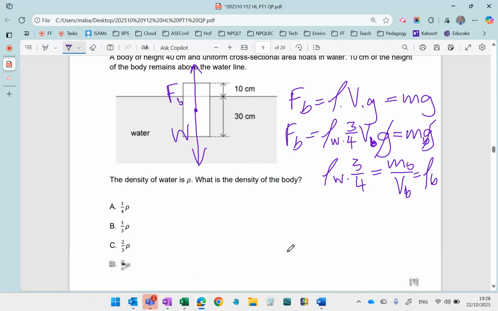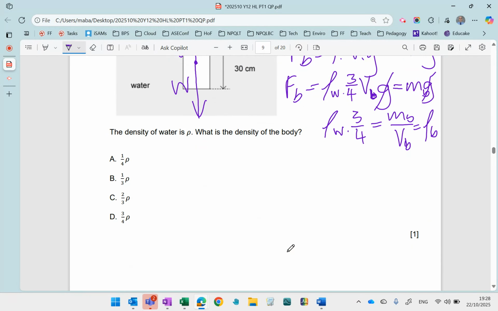I'm calling it a block, they're calling it a body. You can use a subscript B for both of them. So the density of the body is the density of water, which they've just given us as rho, 3/4 of that. There we go. Which one was that? D.